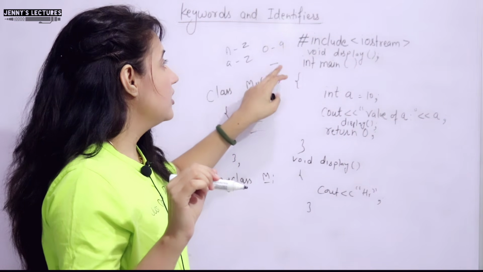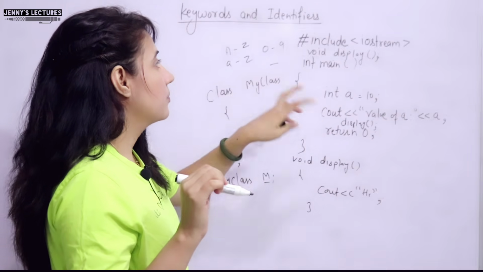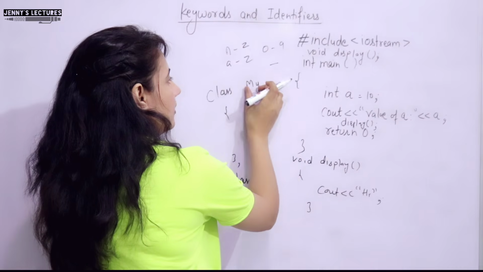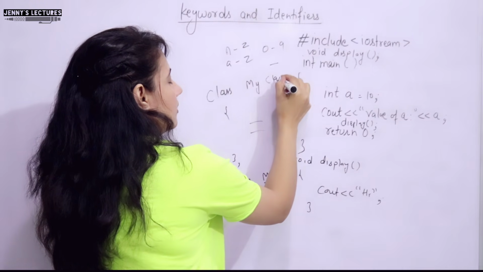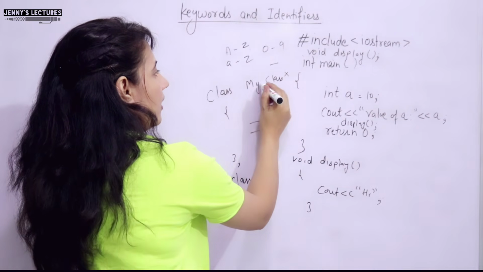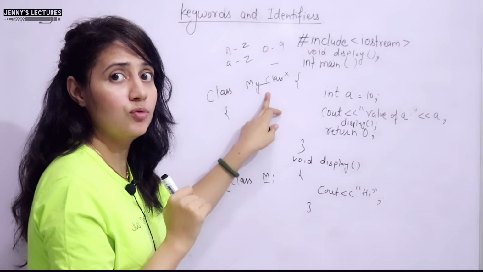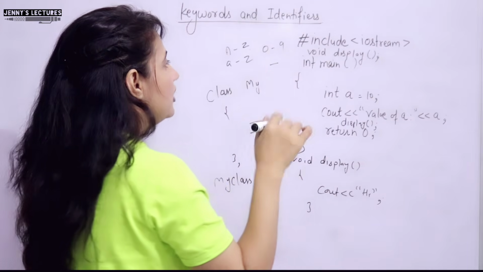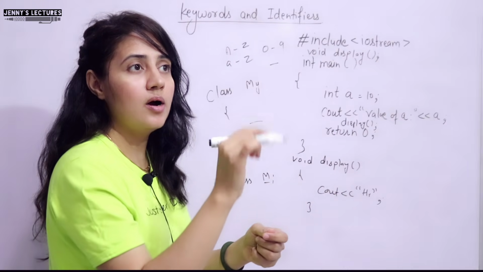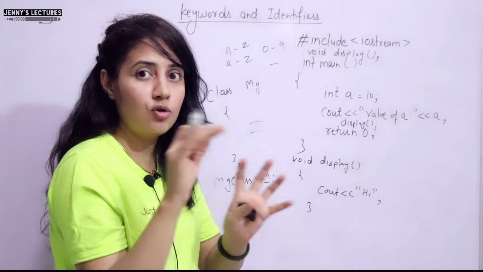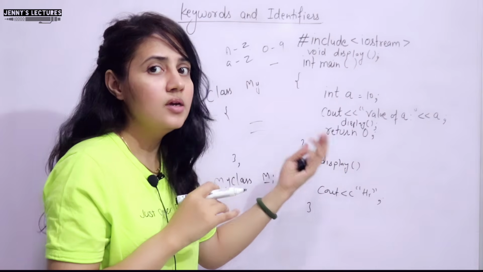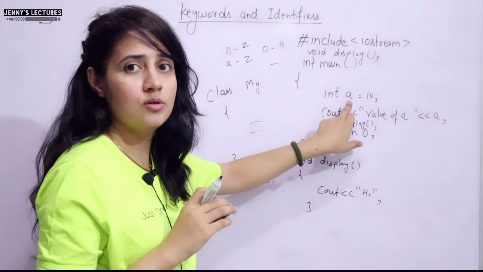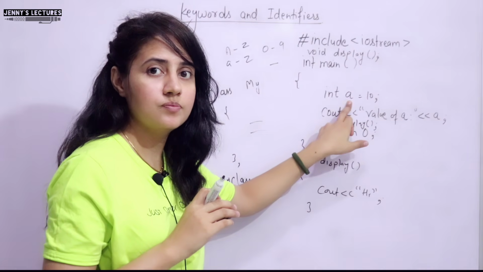And space is not allowed. Suppose I am taking the name my class. You cannot take my space class. This would not be valid. My underscore class would be valid. You can take an underscore. That is valid. Space is not allowed. Any special symbol like comma, dollar, hash is not allowed while forming the name of an identifier. The rules are almost the same as the rules for naming a variable that we have discussed.